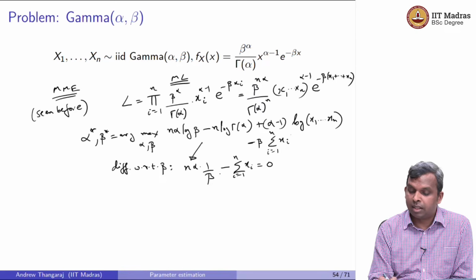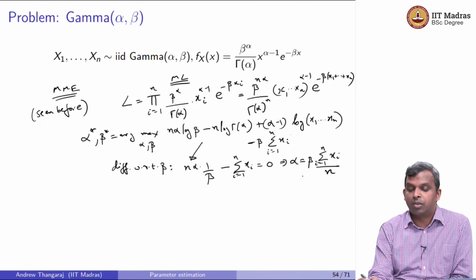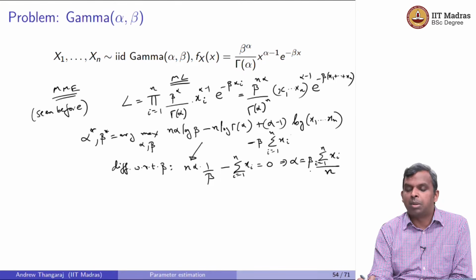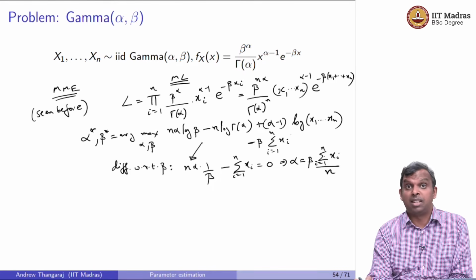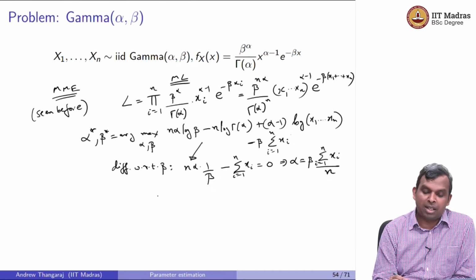Okay. So notice this equation is nothing but alpha equals beta times the sample mean, the summation i equals 1 to n x_i divided by n. It's a very nice relationship. We know alpha by beta has to be equal to the mean. So alpha by beta ends up being the sample mean as well. Nice intuitive relationship that needs to be satisfied by alpha star, beta star.